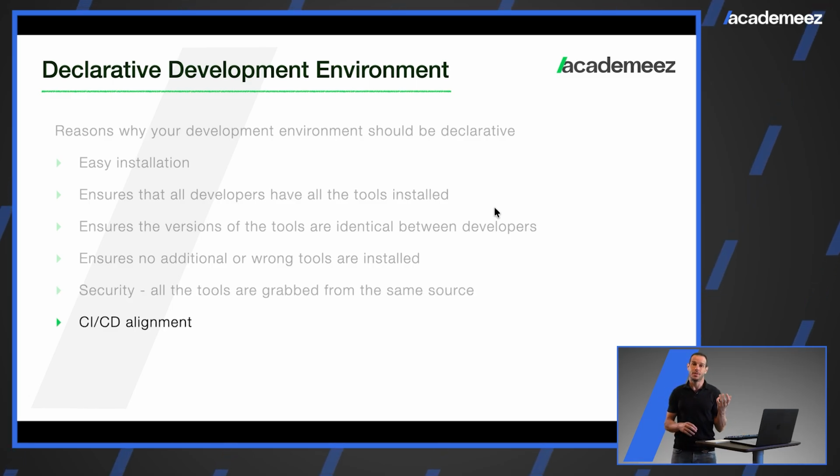If you develop something, for example, we talked about the versions of the tools. The CI needs to run the same version, otherwise you might develop something and find that you crash your CI/CD because the version that runs there is different. So your CI/CD needs to be aligned in terms of tools and in terms of version. So this is why it's so important to have your declarative development environment.